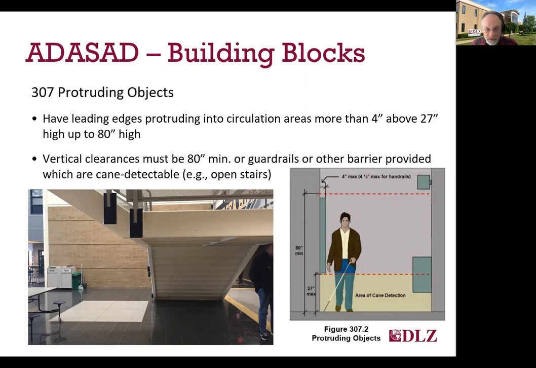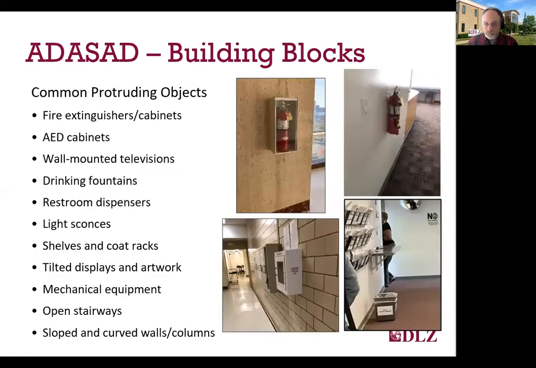And in fact, in the photograph on the left, you can see the shorter gentleman standing underneath that landing of that open stairway. And that really should be protected with a railing or other type of barrier to protect it from someone running into it, whether they're visually impaired or not.